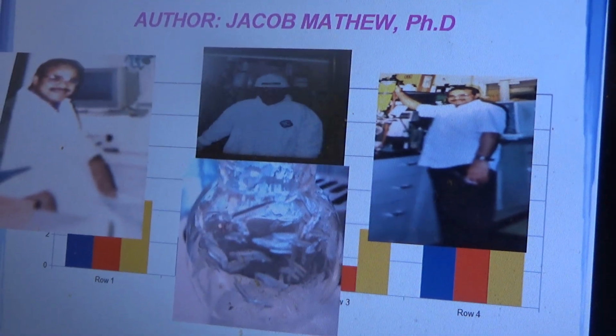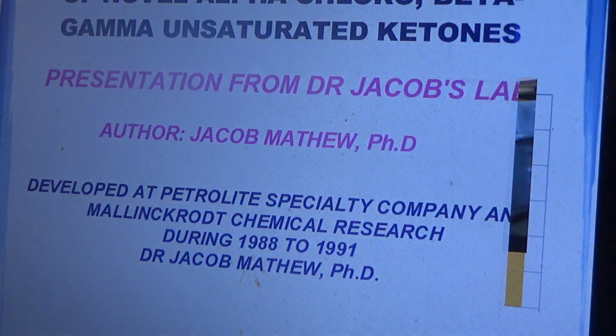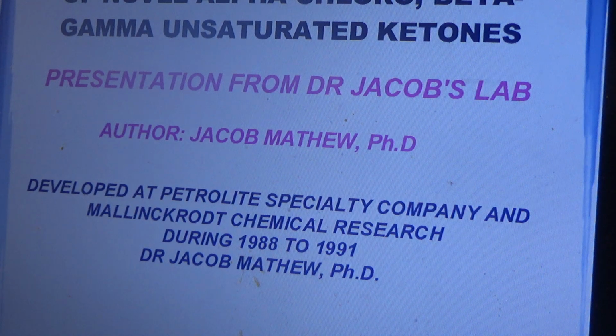Today I will be talking about work I did at Mallinckrodt and Petrolite during the years 1988 through 1991. The work was initially started at Petrolite and continued at Mallinckrodt. So basically, we were interested in making alpha-chloro beta-gamma unsaturated ketones and esters starting from the fully substituted unsaturated ketones.